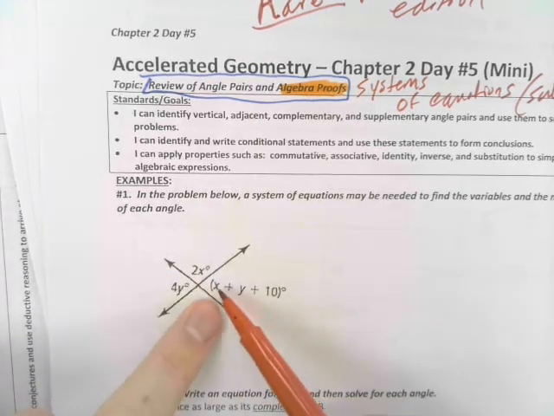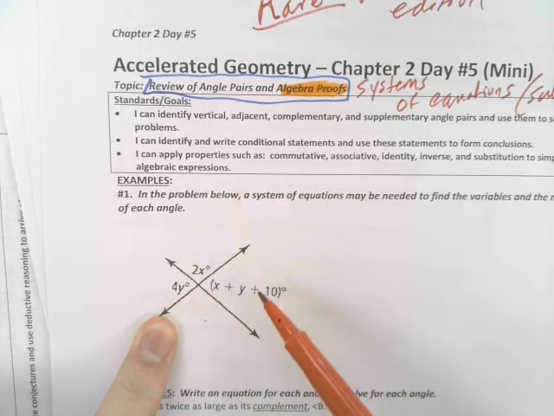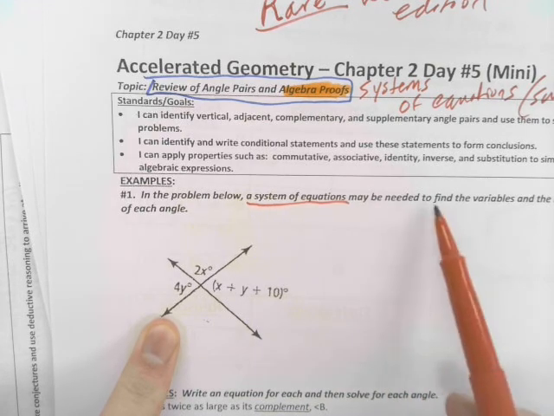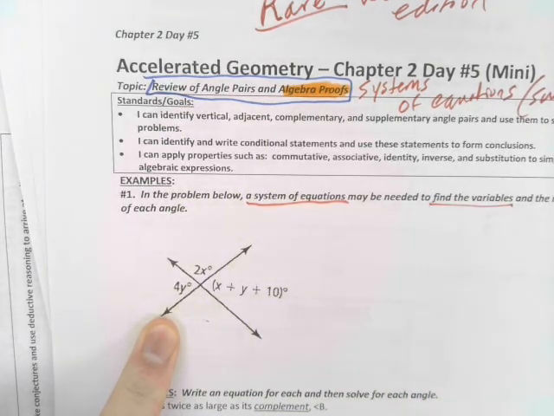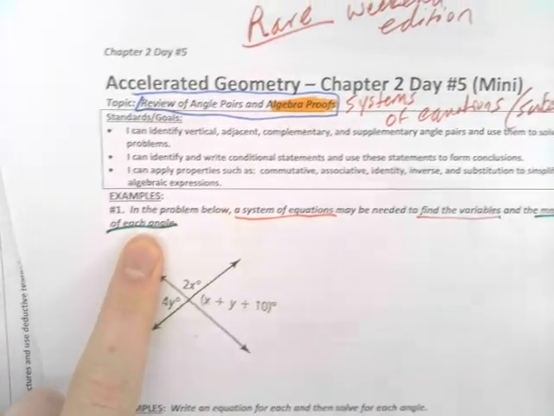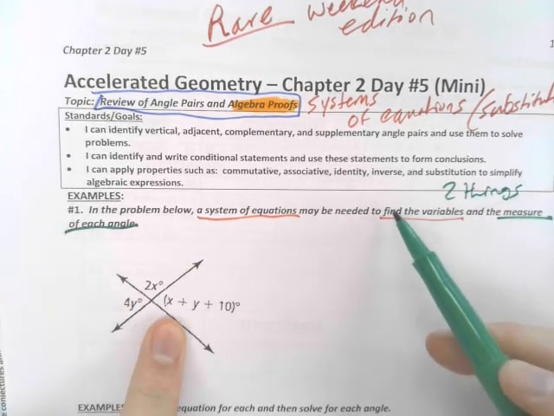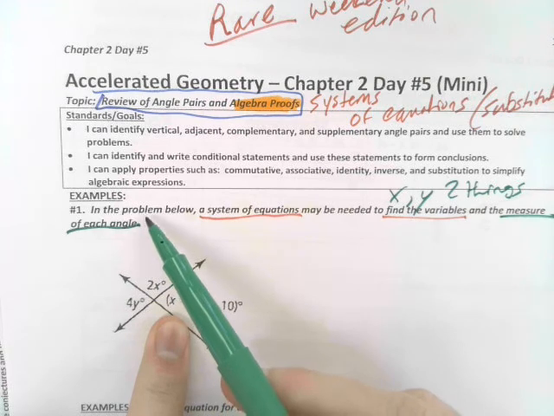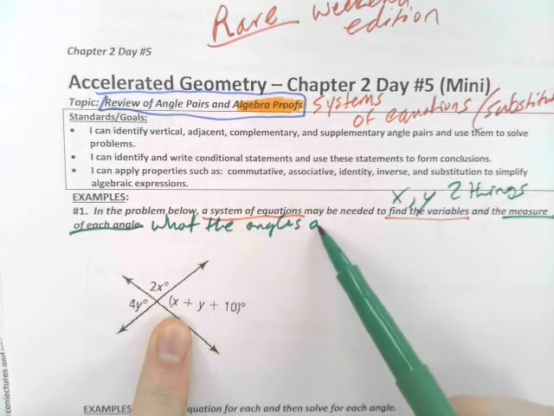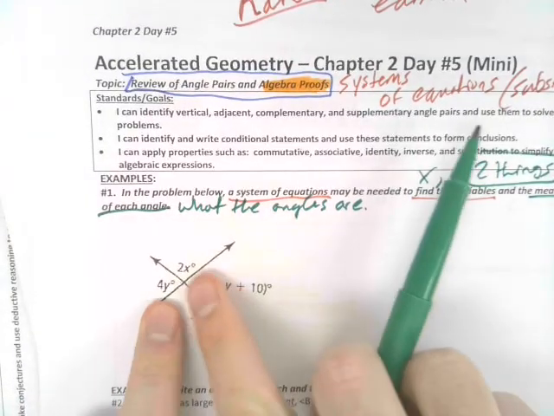We actually don't know what any of these three angle measures are exactly, but we do have representations for them. They even tell us straight up, a system of equations may be needed to find the variables, and then, even more importantly, to use what those variables equal to find the measure of each angle. So we need to find two things: what x and y are, and then what the angles are.